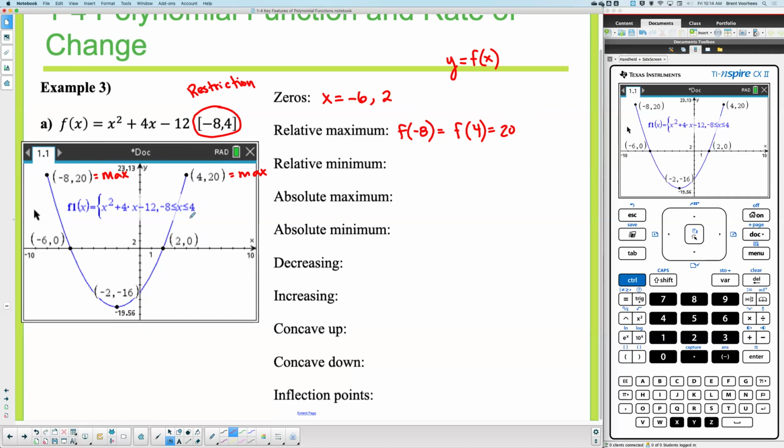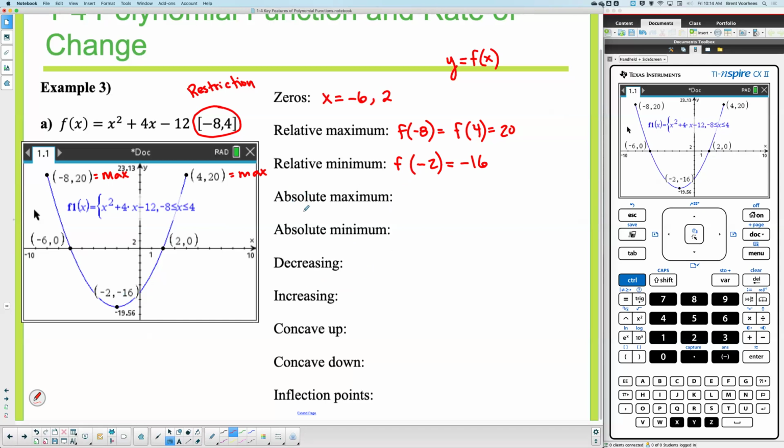Okay, tell me about the minimums. How many minimums do you see? 1. How would you write that? You see if you can tell me. F of -16? Like that? Would that be right or wrong? F of -2. You put the x value in there. F of -2 equals -16. That's how you would write that.